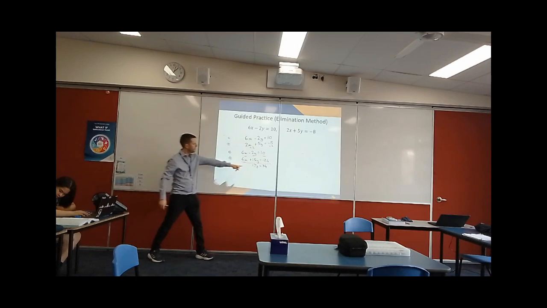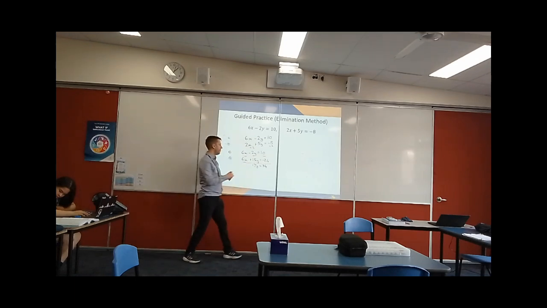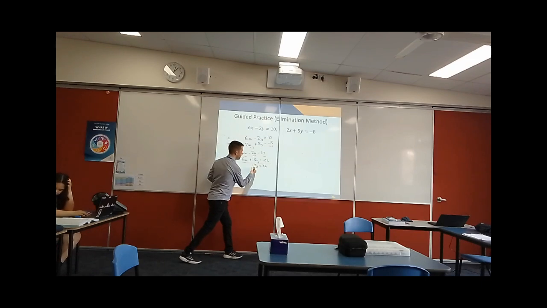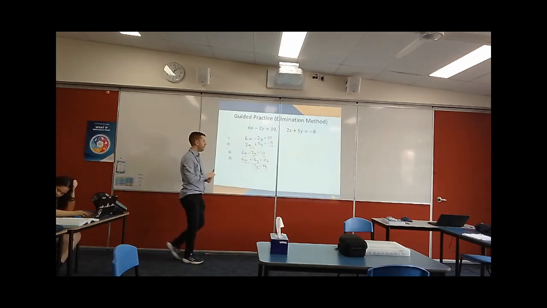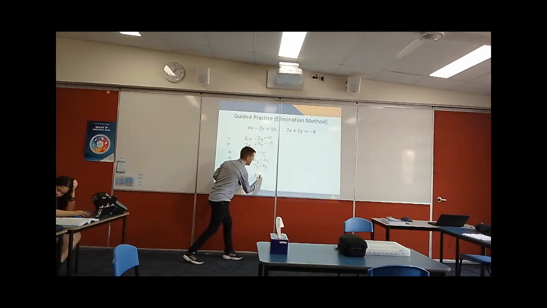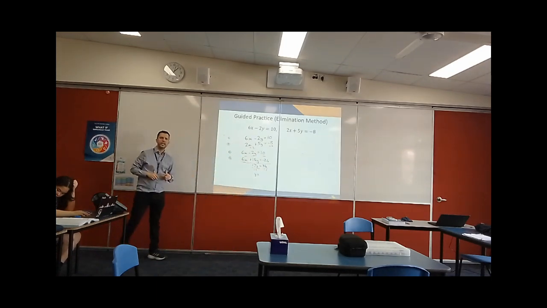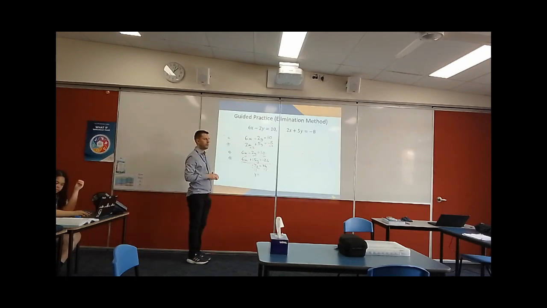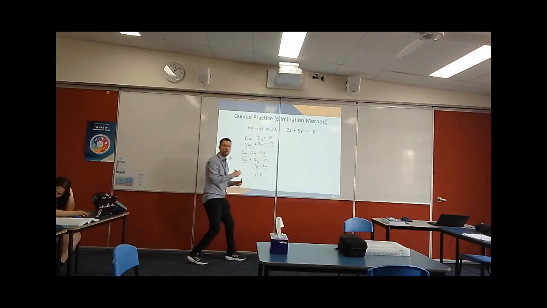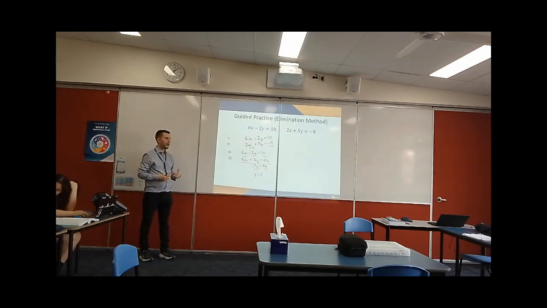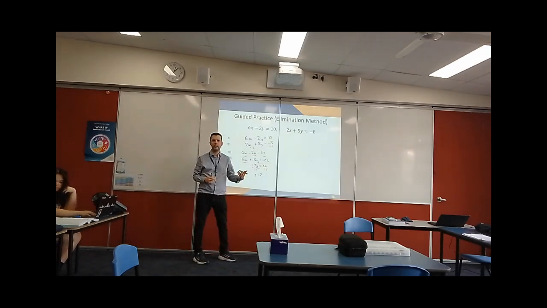The final part is getting y by itself, which means I need to do the opposite of times, which is divide. So I divide both sides by 17. Y equals. How many 17s in 34? 2. Y equals 2. I've got my y value. What do you think I need to do to find my x value now?